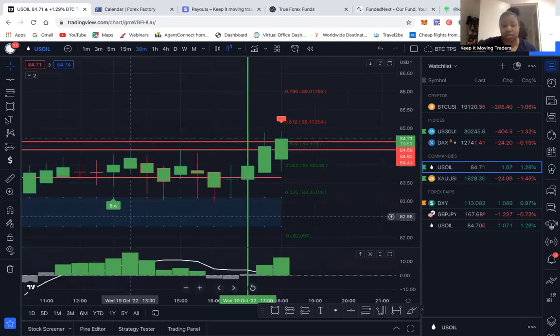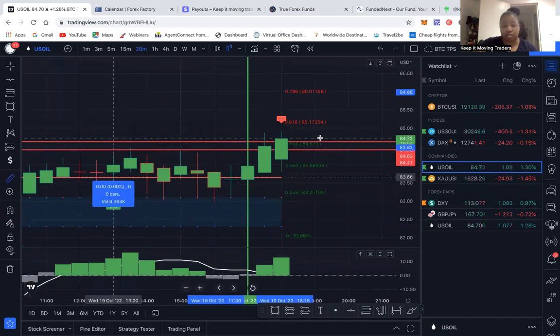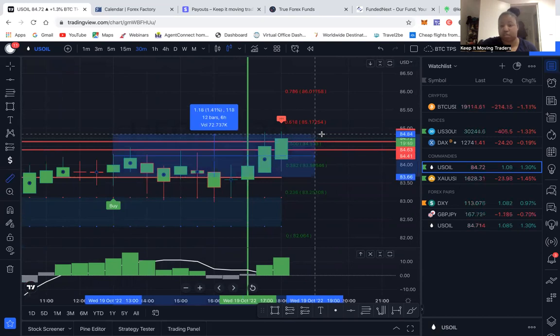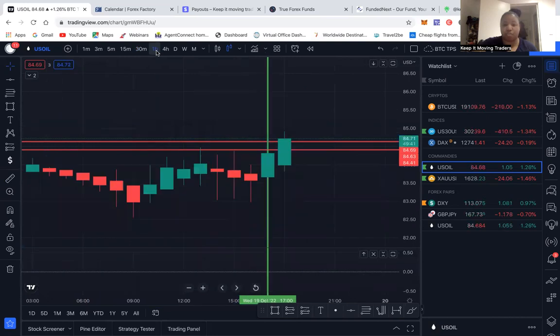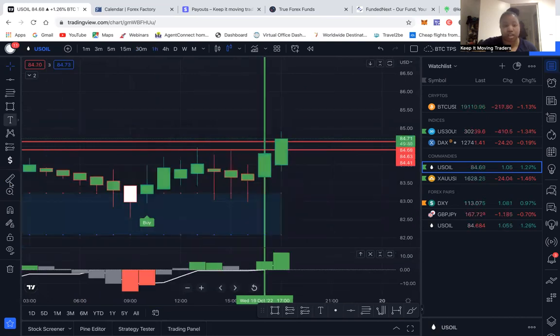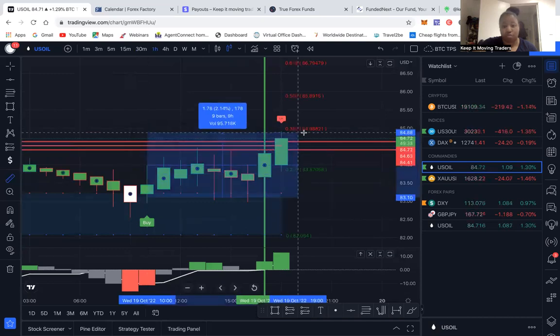Can you imagine if you did catch this buy from here, guys? All of this buy is 118 pips so far on the 30-minute time frame. On the 1 hour, you know that every candle is moving 1 hour at a time. Look at this on the 1 hour chart, you will be up 178 pips, because every time frame counts pips differently.